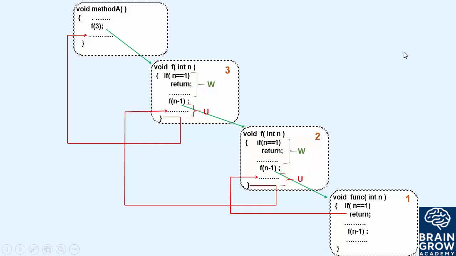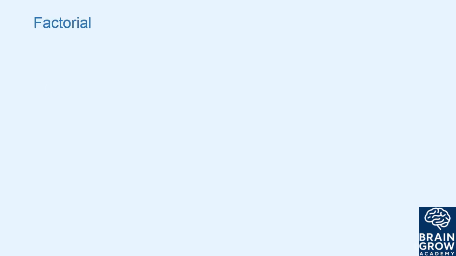So in a recursive algorithm, if we need to execute some code while returning from method calls, we can place that code after the recursive call so that it is executed in the unwinding phase. In this video, we'll see how to find out the factorial of a number recursively.